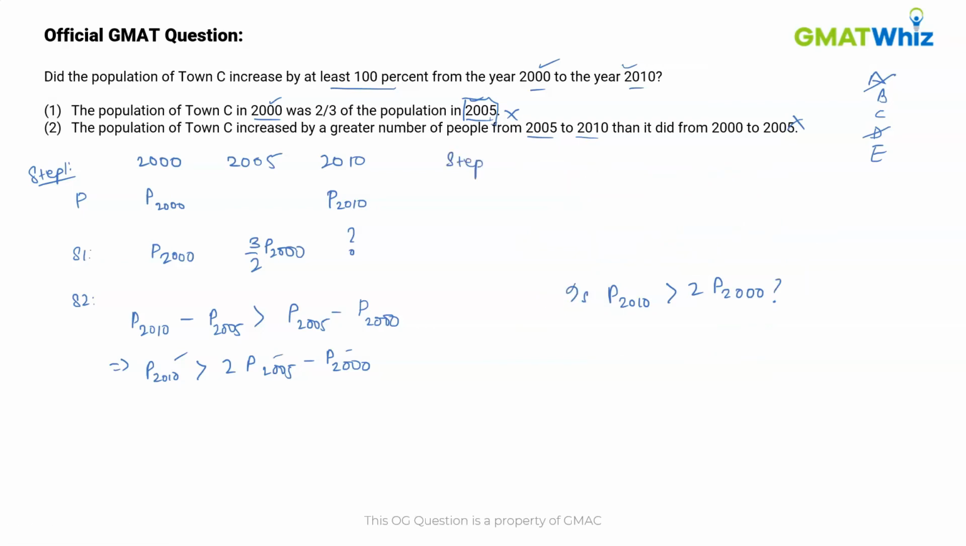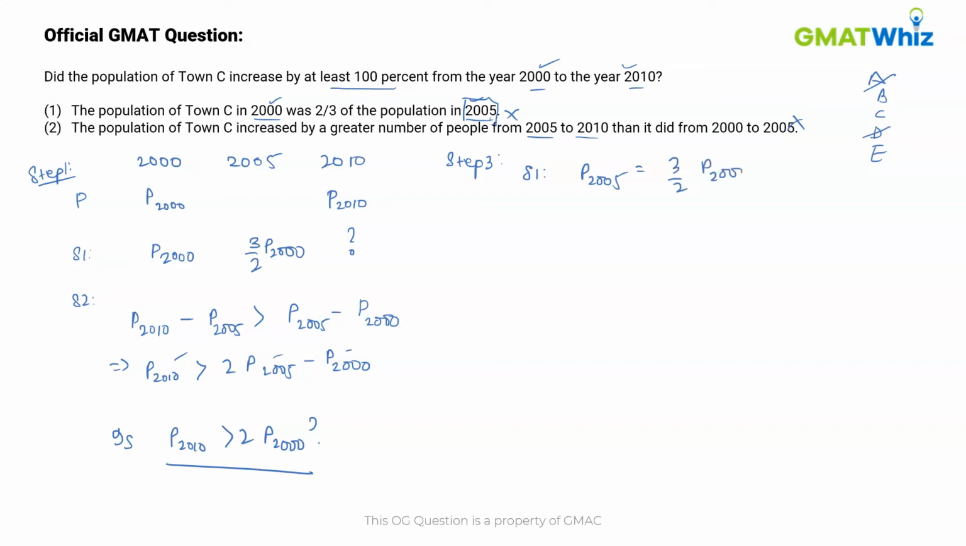Now in step 3, let's write down the given question here first. We have to check: is P of 2010 greater than 2 times P of 2000? So this is the question that we have to keep in mind. Now in step 3, from statement 1 we get the value that P of 2005 is equal to 3/2 times P of 2000, and from statement 2 we have the inequality P of 2010 is greater than 2 times P of 2005 minus P of 2000.